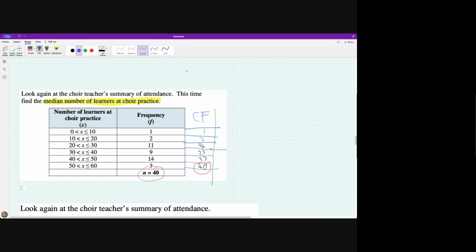All right, now we need to find the median interval. But in order to find the median interval, we first need to find the position of the median. So I want you guys and girls to find me the position of the median, and then we will work out what the median interval is for this data set. What is n? What is the position that we're looking for?